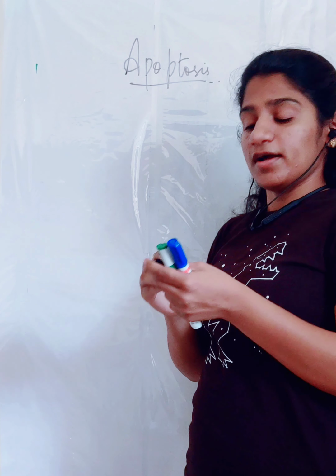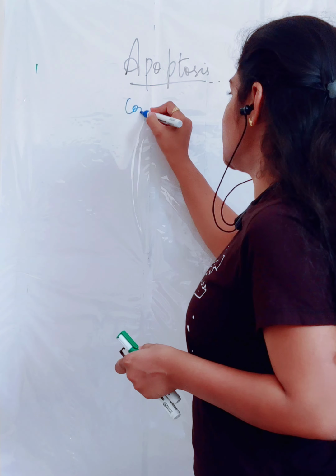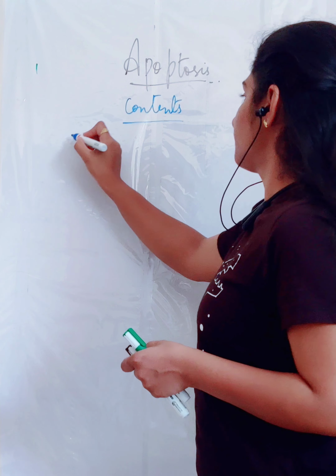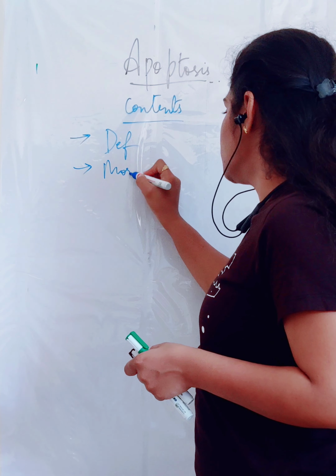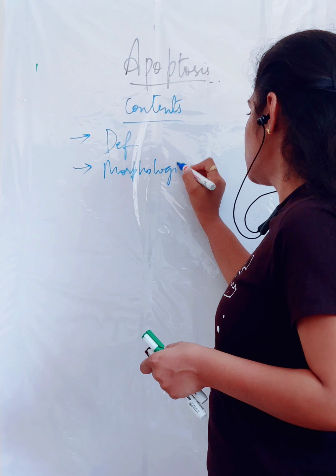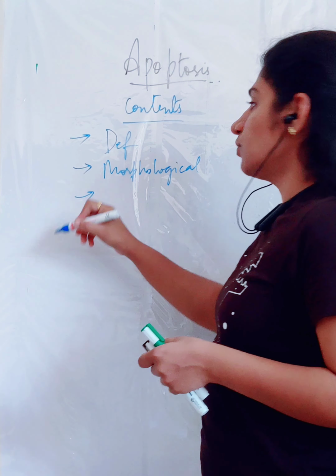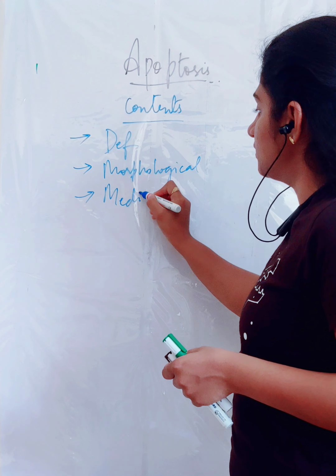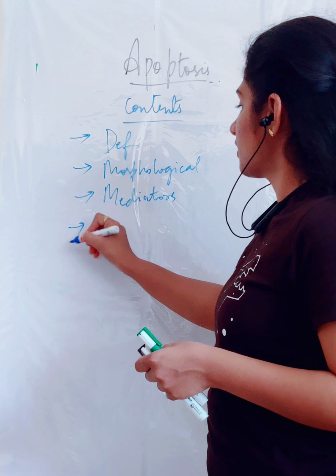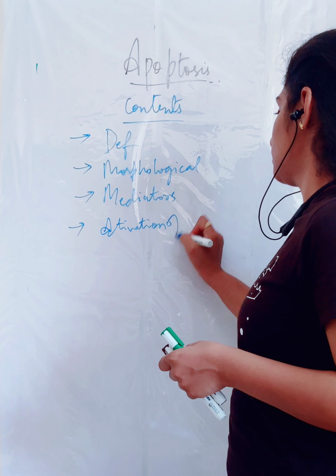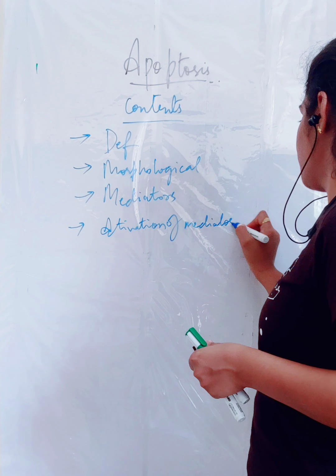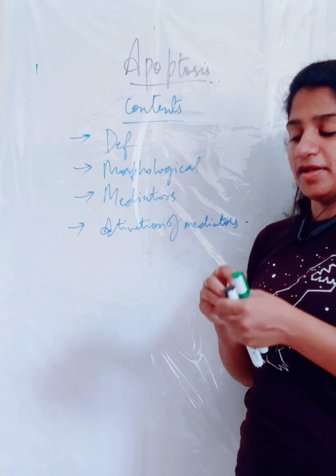The topic today we are going to discuss is apoptosis, and the contents I'll be covering. We'll talk about the definition. We'll talk about the morphological features. We'll talk about the mediators. We'll talk about the activation of mediators. So we'll discuss one by one.